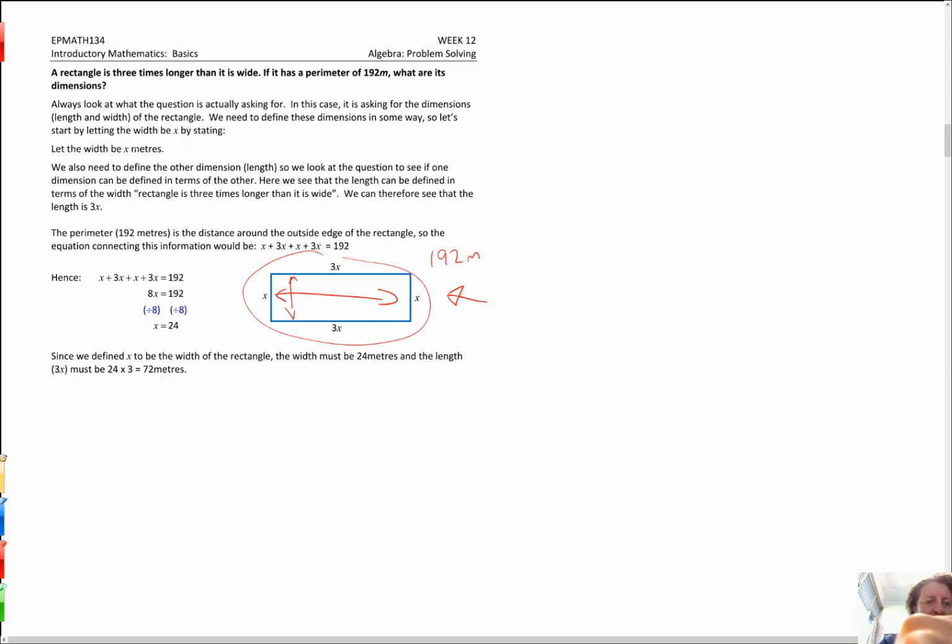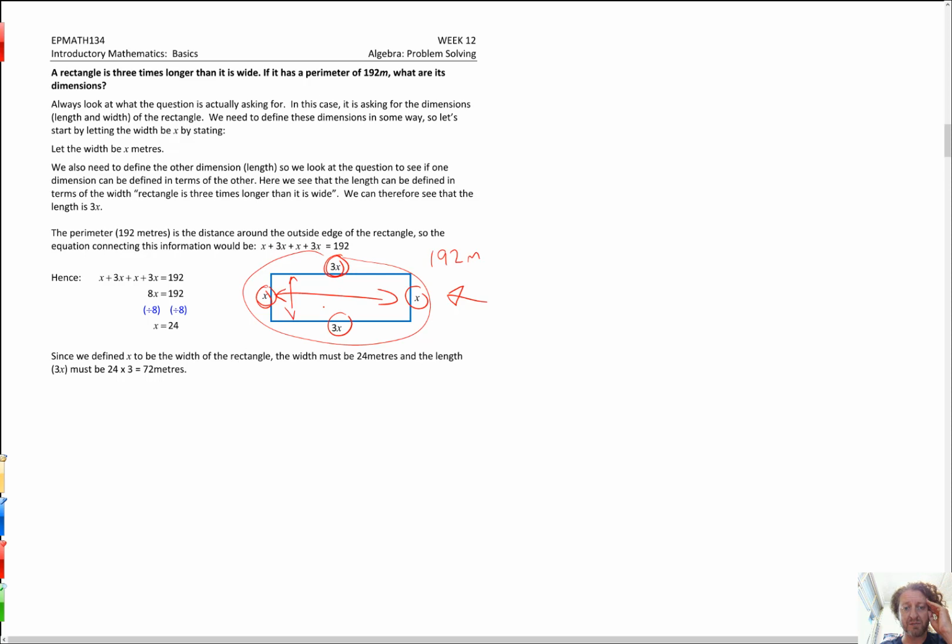So let the width be x metres. Well, if the width is x and it's 3 times longer than it is wide, that's why I get my x and my 3x. If it's a rectangle, if one width is x, the other width is x, I know they're the same length, otherwise it wouldn't be a rectangle. And if you're 3x, you're 3x.